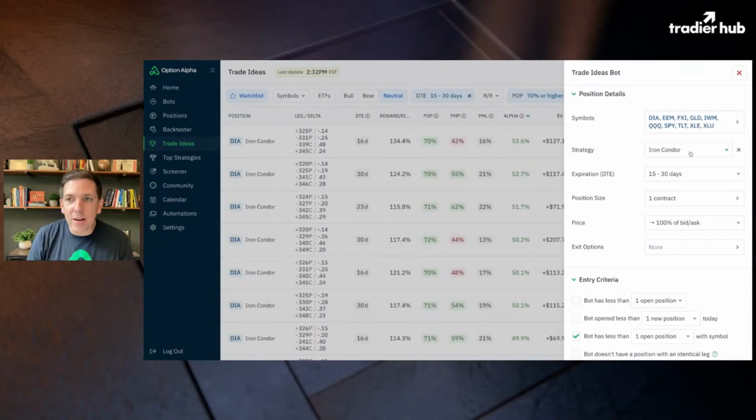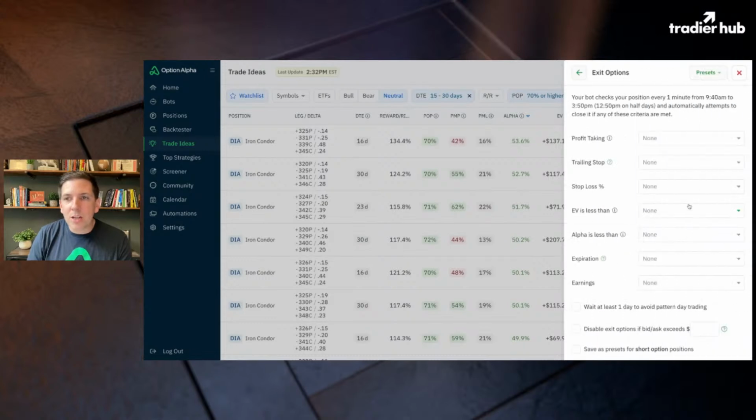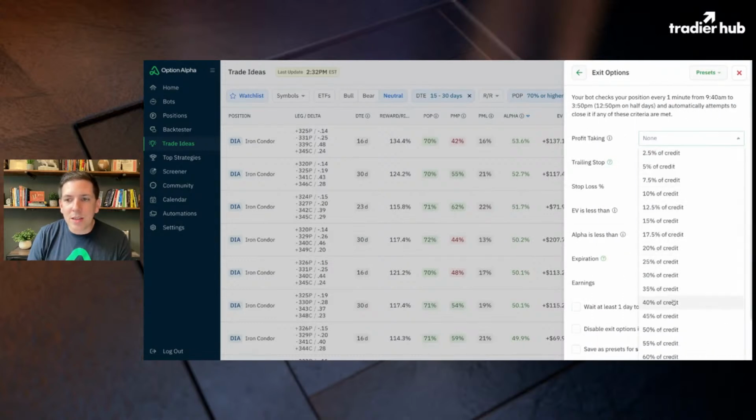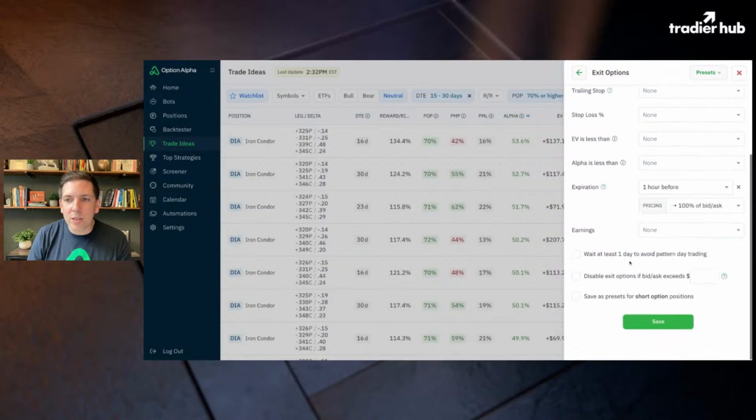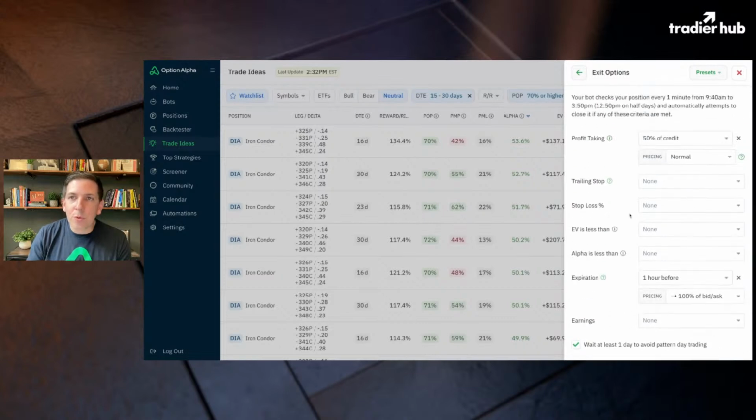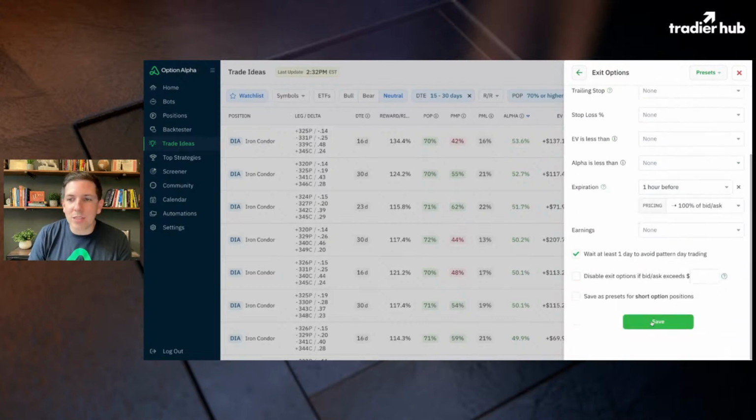So you want it to trade iron condors. You want it to trade 15 to 30 days, which is what we said when we filtered this out. We said position sizing, just one contract, pricing 100% of the bid-ask spread. Let's say you want to automatically take exit options at 50% of credit and remove the position 1 hour before expiration. Wait at least 1 day so you're not a pattern day trader. But this, again, presets your exit on every single position.